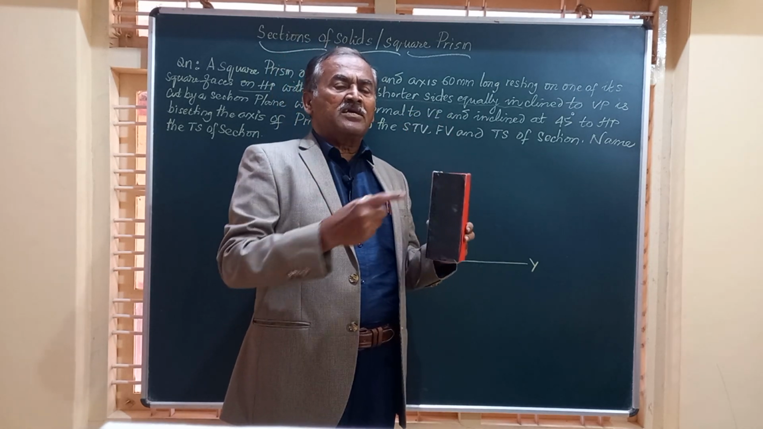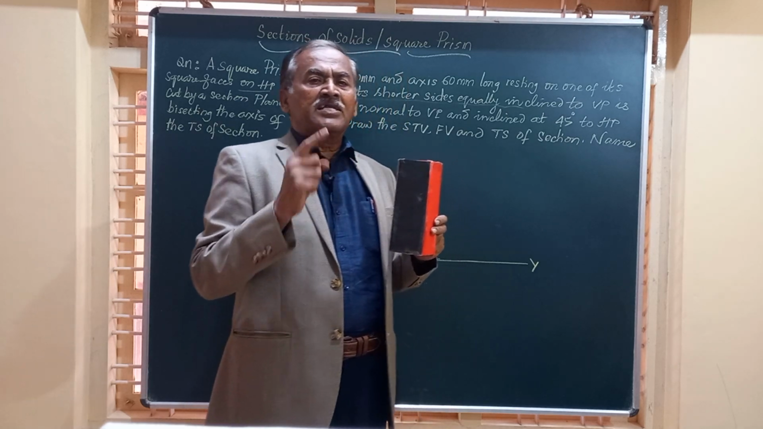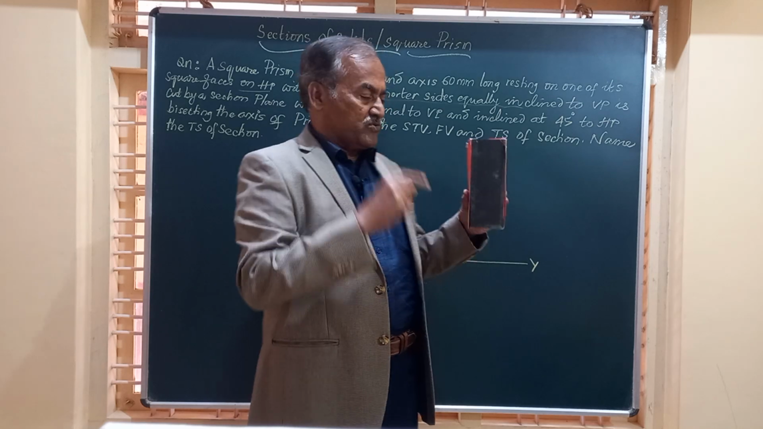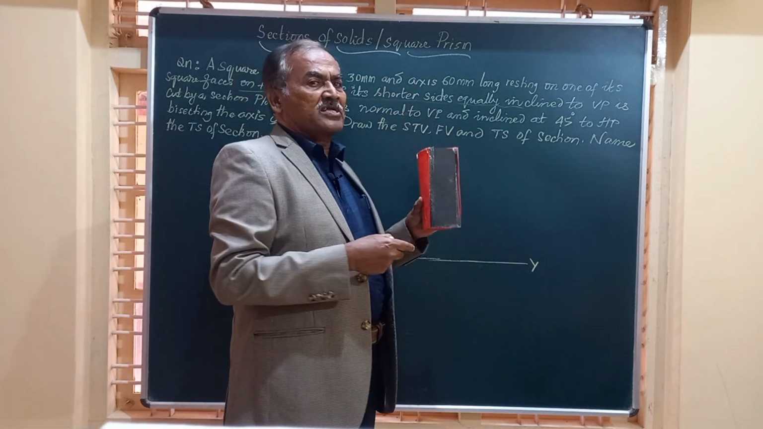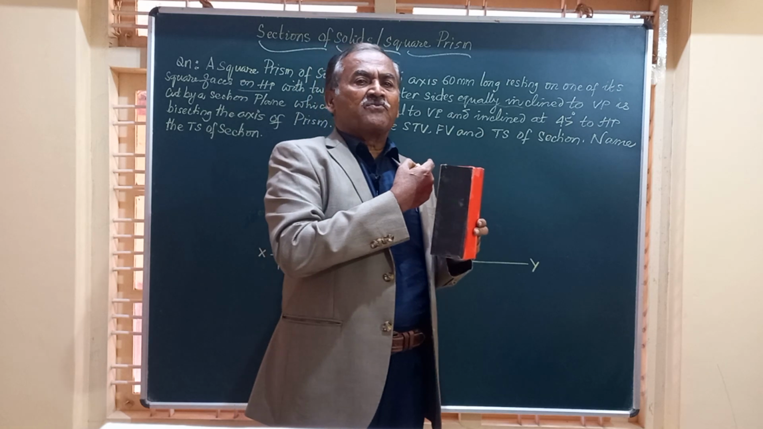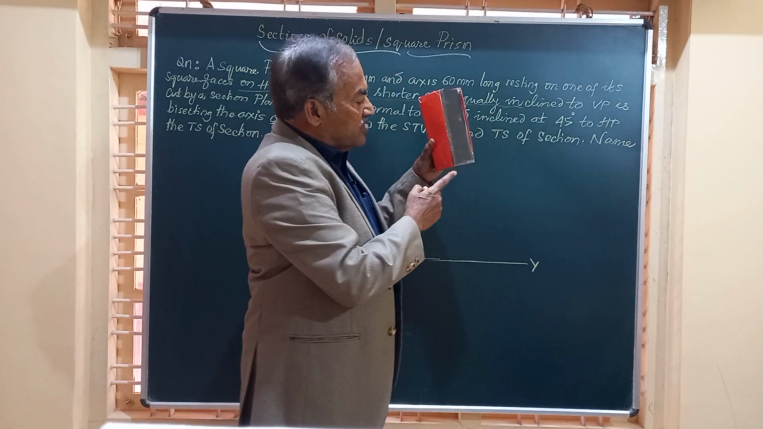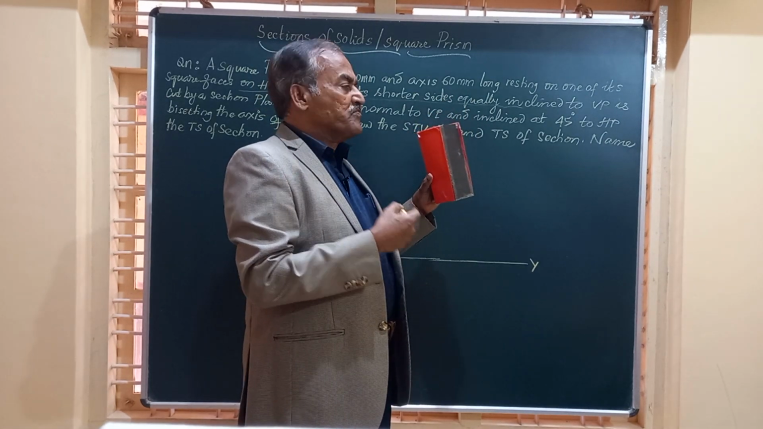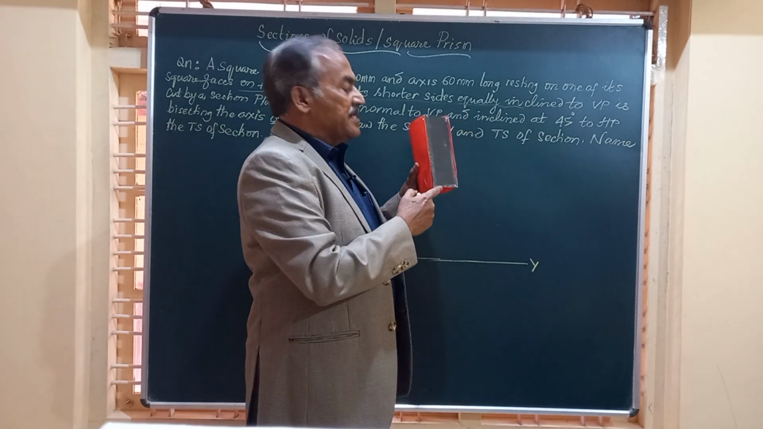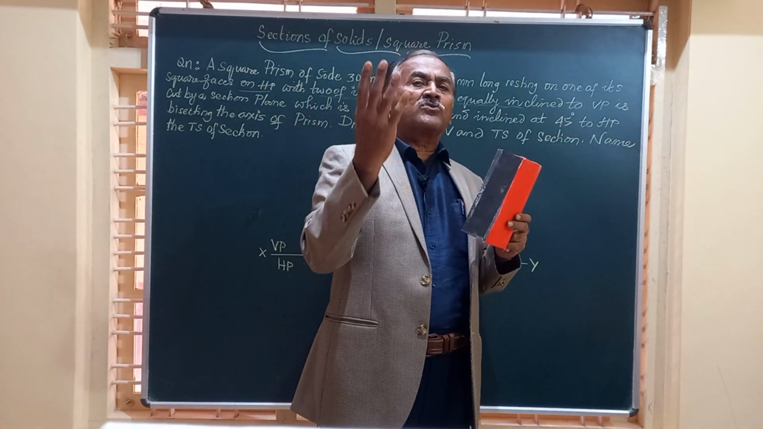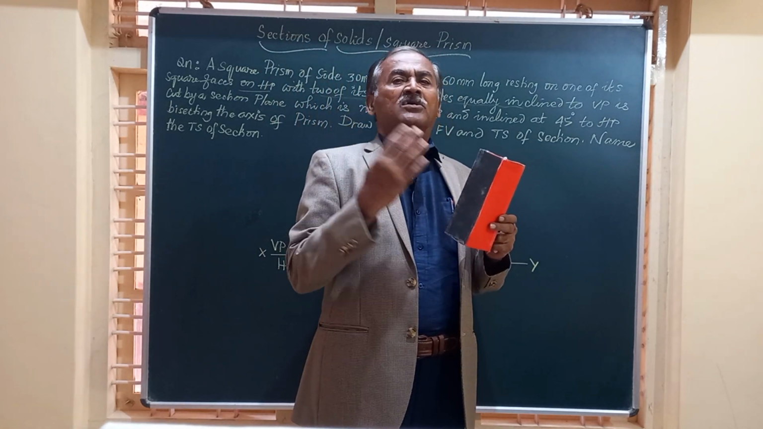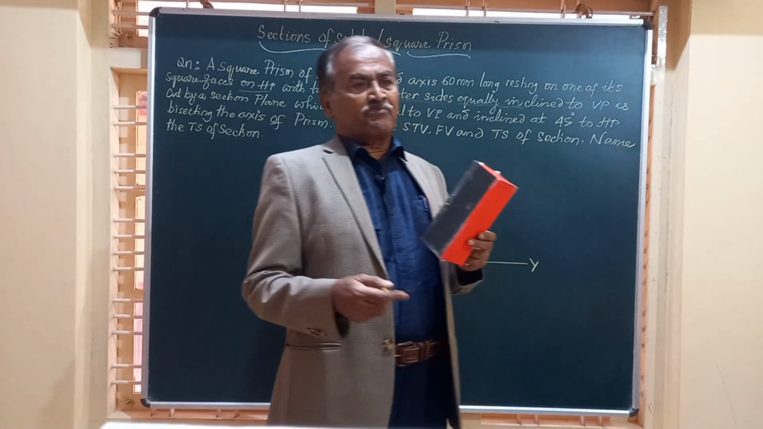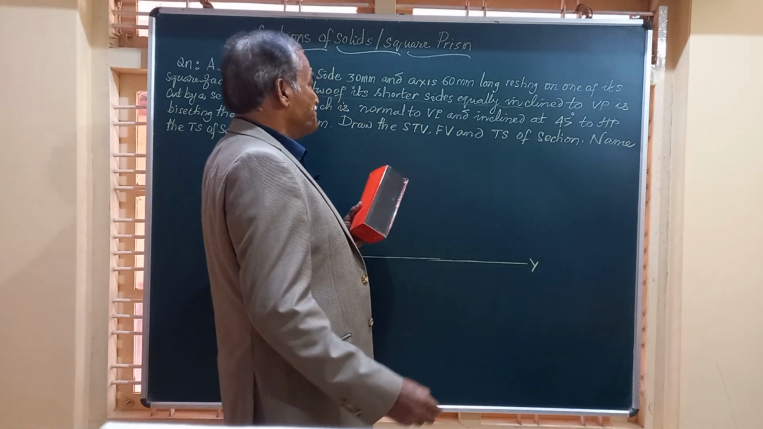That is to say, the same problem initially can be stated in three different ways. The first one is one of the shorter edges of the bottom face is at 45 degrees to VP, or two of the shorter edges are equally inclined to VP, or in the third way, it can be stated that all the four shorter edges of the bottom face are equally inclined to VP. So this is how it can be specified in different ways.